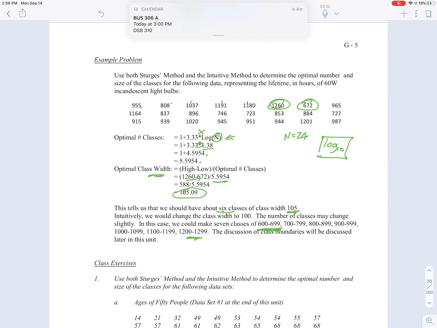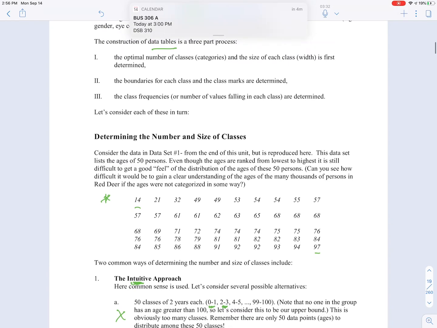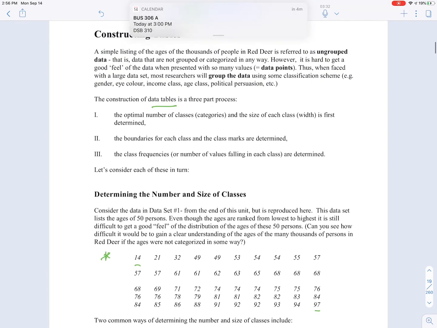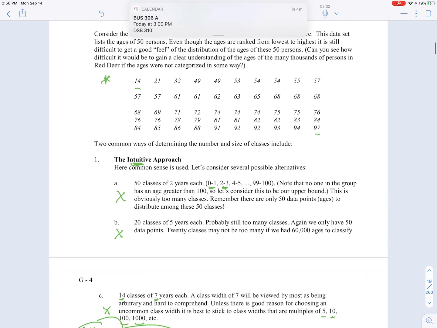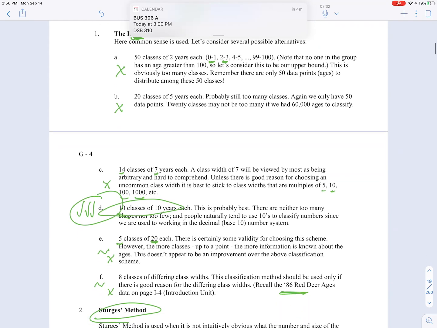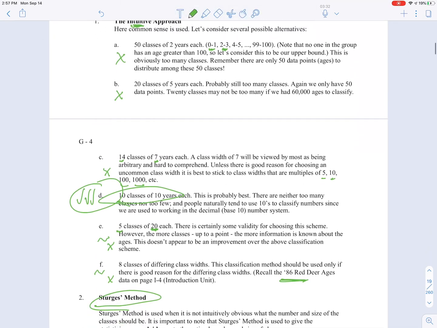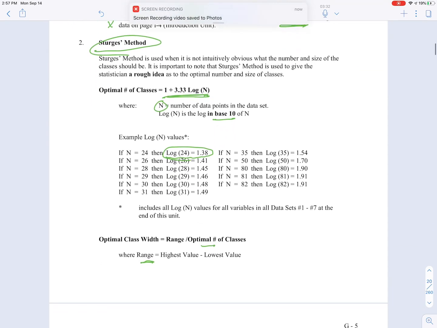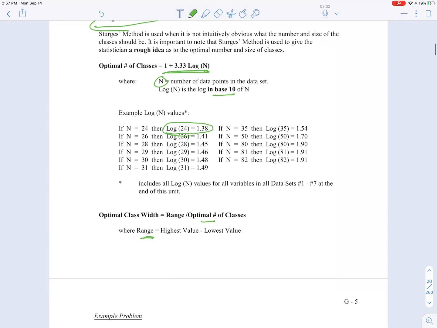So we had looked at, in the last unit, subsection, determining the number and sizes of the classes in constructing tables. And we talked about how to do this intuitively, just by looking at the numbers and how we feel about the numbers and so on. But Sturge's method is a good idea, especially when you don't have a good feel for the numbers, as well as a good check on this.